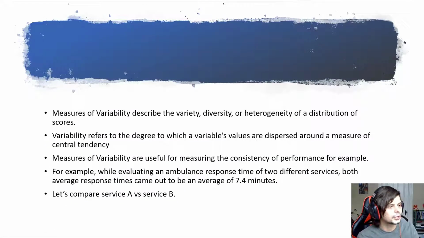Measures of variability describe the variety, diversity, or heterogeneity of a distribution of scores. Variability refers to the degree to which a variable's values are dispersed around a measure of central tendency. Measures of variability are useful for measuring consistency of performance, for example. While evaluating the ambulance response times of two different services, both came out to an average of 7.4 minutes. Now let's compare service A versus service B. Now I want you to think back to, let me get a drink here.